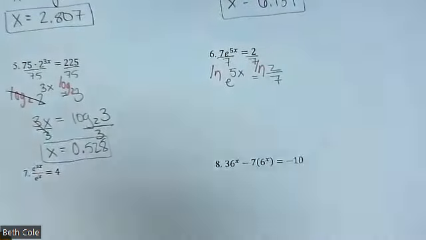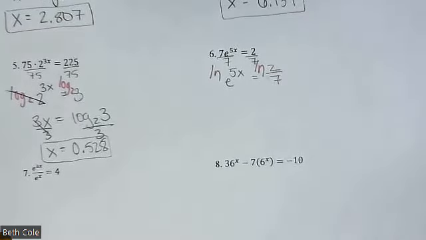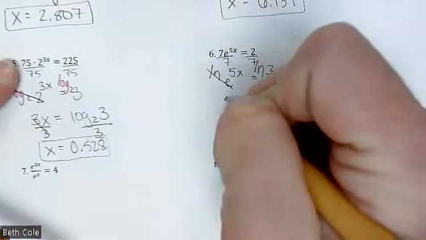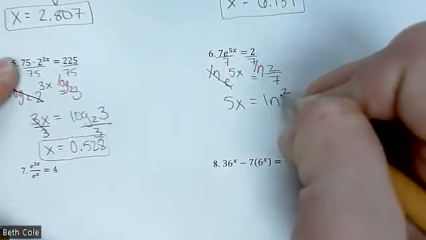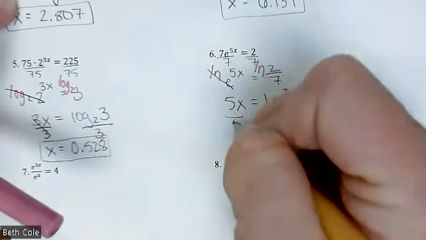Your logarithm with base E is ln. Those are inverses of each other. So E and ln are inverses. So those are going to undo, they'll cancel out. You'll get 5x equals ln of 2/7. Perfect, before I could even ask, divide by 5.